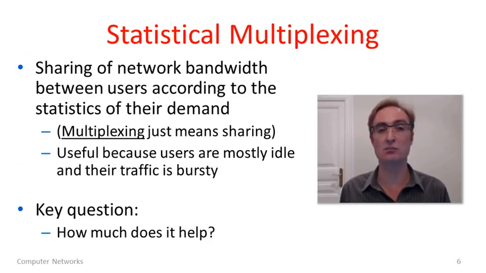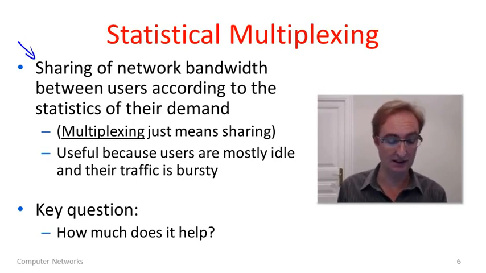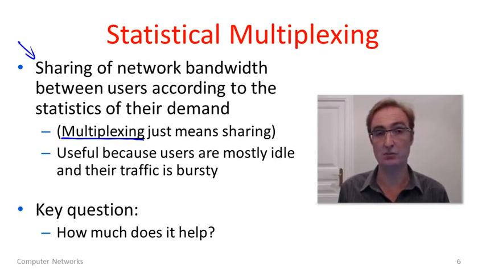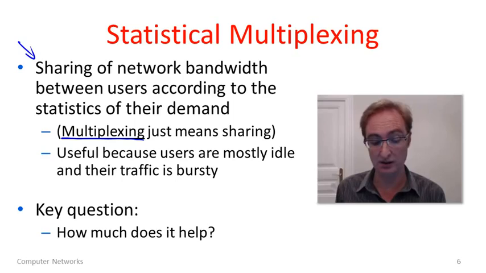Okay, so statistical multiplexing is a pretty big fancy name, but all it really means is sharing of network bandwidth between different users according to the statistics of their demand. Multiplexing here is just the fancy networking word for sharing. So statistical multiplexing is just sharing bandwidth amongst users, where the statistics mean when they choose to access the network and so forth.